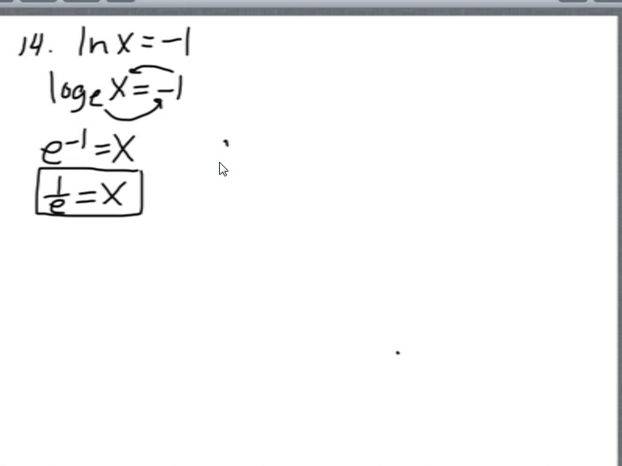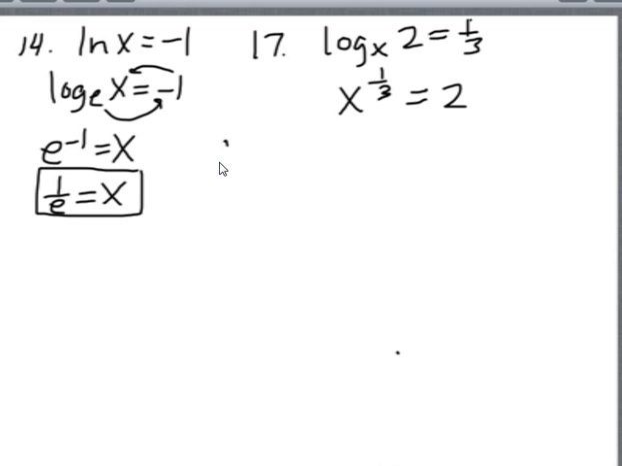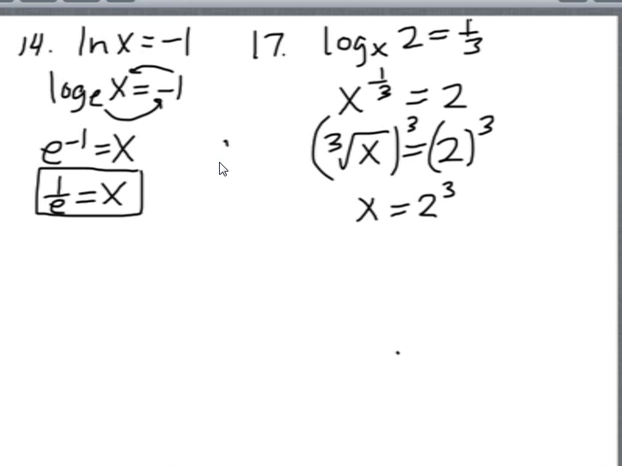Now the next one I wanted to do is number 17. Number 17 says log base x of 2 equals 1/3. So x to the 1/3 equals 2. Well, x to the 1/3 means the cube root of x equals 2. So what do I do to solve that? Raise them both to the third power. So x equals 2 to the third, which is 8.